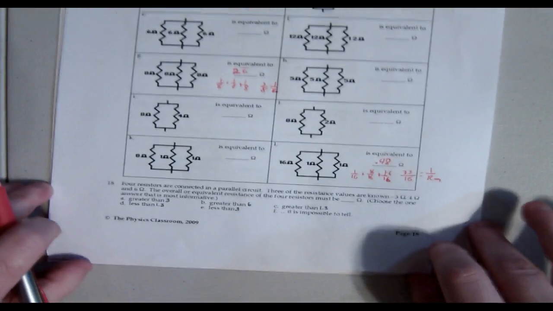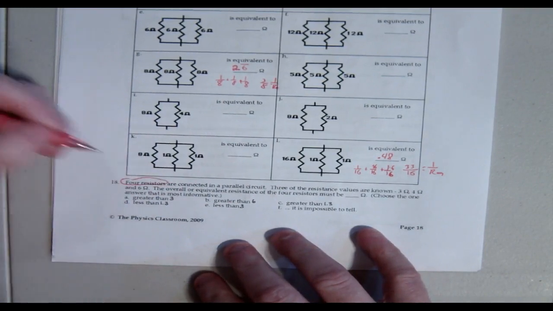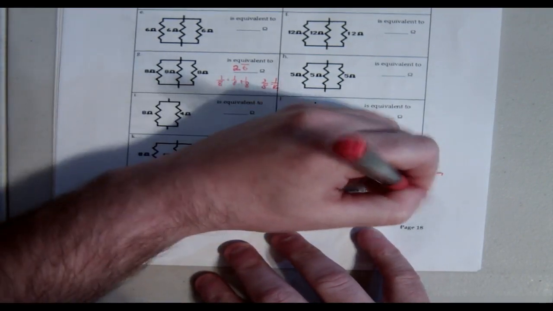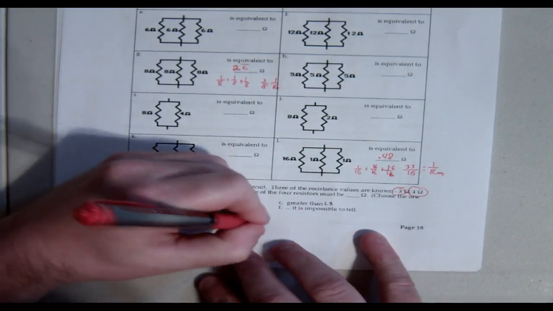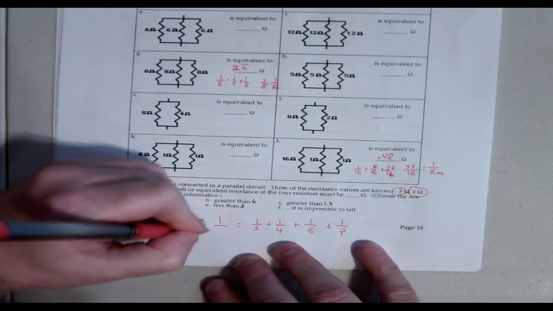Let's finish it. Is this the last part of this page? Yeah. 18. This is it. It's the final stretch. 4 resistors are connected in a parallel circuit. 3 of the resistors' values are known: 3, 4, and 6. The overall or equivalent resistance of the 4 resistors must be blank ohms. Choose the answer that is most informative. So there's 4 resistors. 3 of them are 3, 4, and 6. So we have 1 over 3 plus 1 over 4 plus 1 over 6 plus 1 over question mark equals 1 over the equivalent resistance.